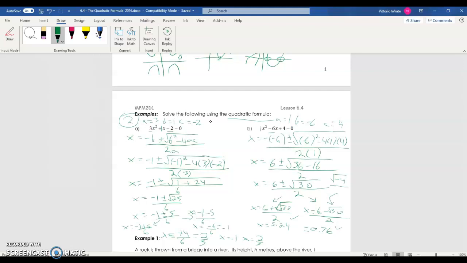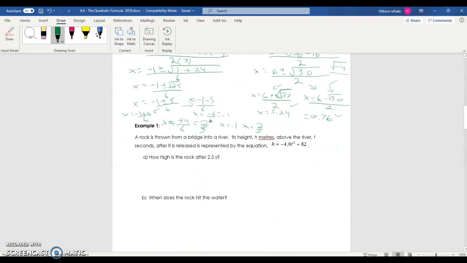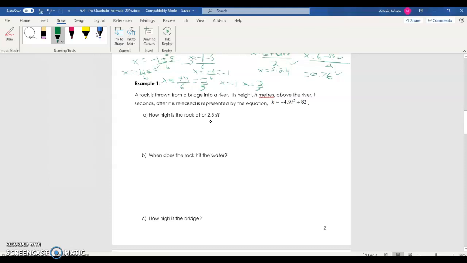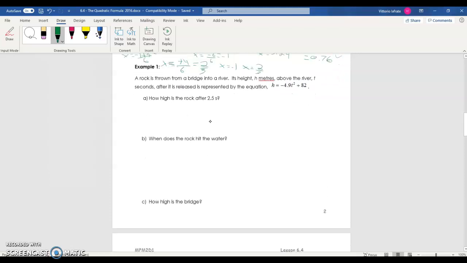In the next video, what we're going to do is we're going to do a sample problem that involves an application of this using the quadratic equation instead of the factoring method.